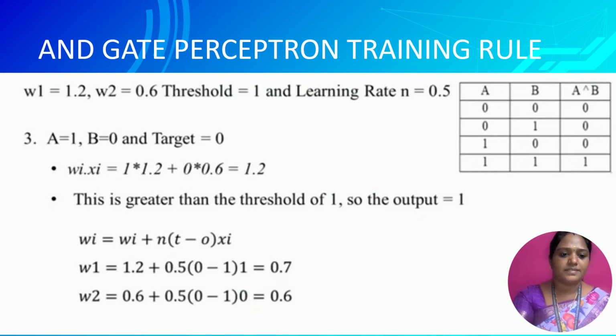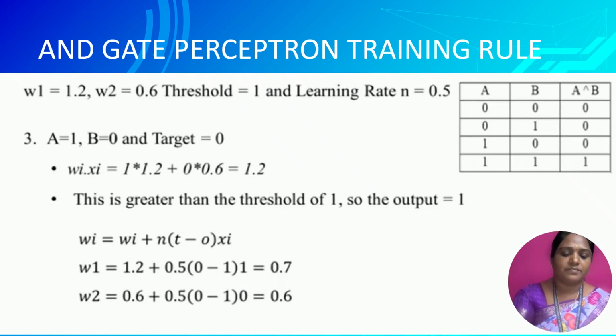You need to adjust the weights. The formula is represented as Wi equals Wi plus n into (t minus O) multiplied with Xi. Here Wi represents the weight of the given input values, it is added with n, the learning rate already given in the problem, t represents the targeted output, O represents the actual output, and Xi is the input value.